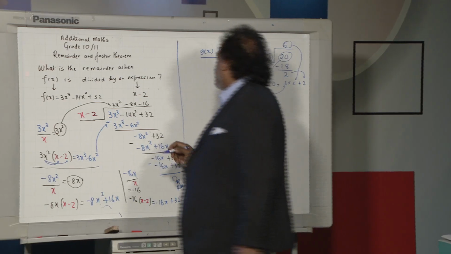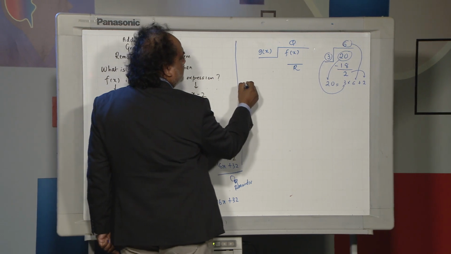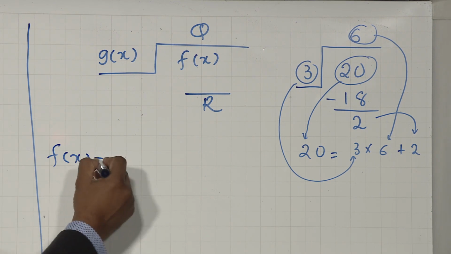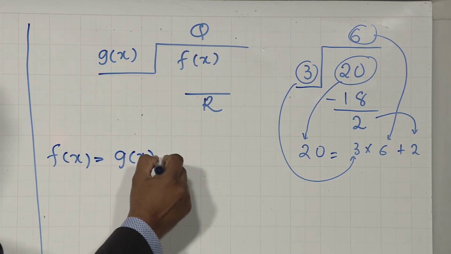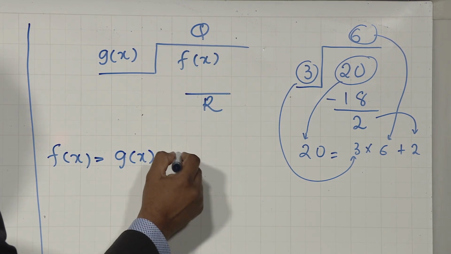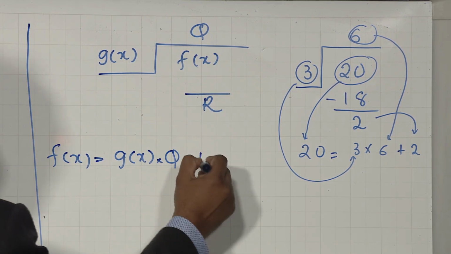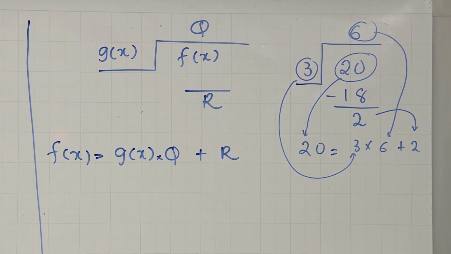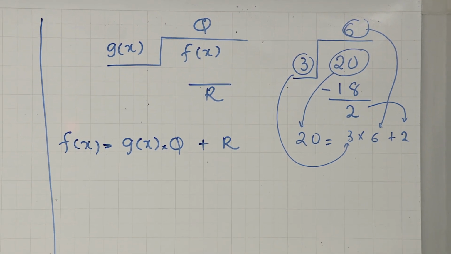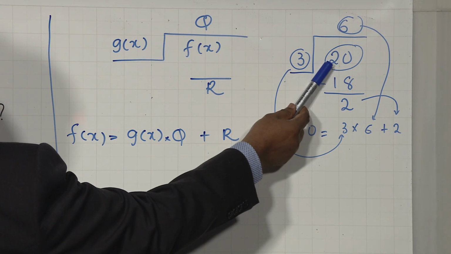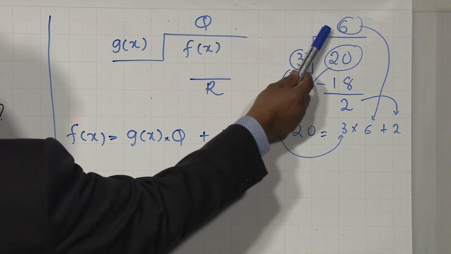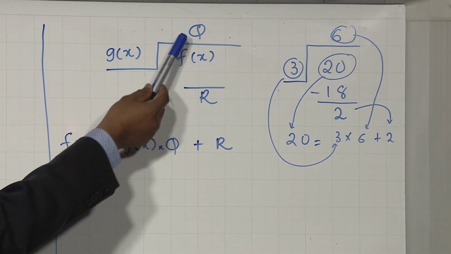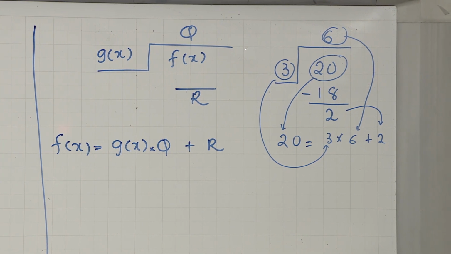Similarly, I can say instead of 20 I have f(x), which is equal to the divisor times the quotient, plus the remainder. I want you to make the parallel with what we have here. Here, 20 is 3 times 6 plus 2. Here, f(x) is g(x) times q plus the remainder.